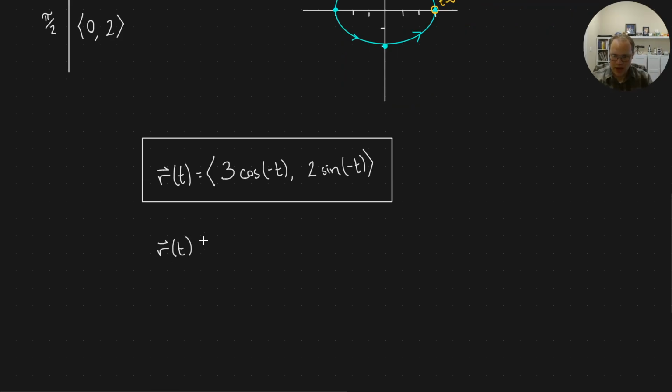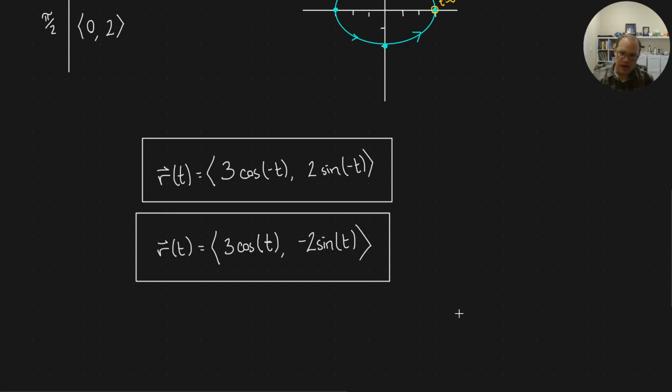If you really wanted to, you could tidy this up. There are some nice rules with having a negative inside a cosine or a sine. For cosine, the negative actually doesn't make a difference. Cosine stays the same. For sine, if you have a negative inside sine, it actually comes out: negative 2 sine of t. So if you wanted to tidy up a little bit, that would be a final answer, equivalent to this one.